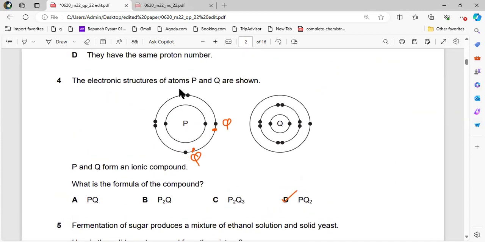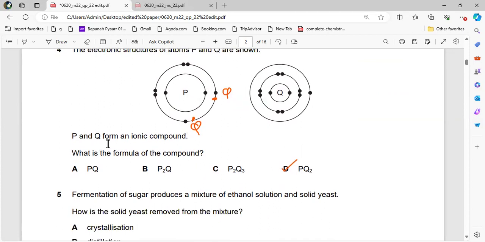Next, the electronic structures of atoms P and Q are shown. So here both the electronic structures of P and Q are shown. P and Q form an ionic compound. So they have already told you whether it is a covalent or ionic compound. What is the formula of the compound?